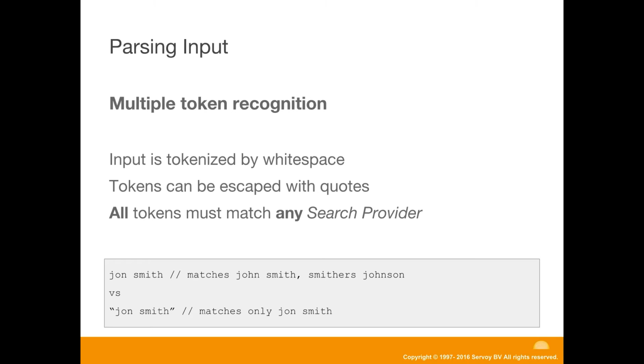And the way it works is that all tokens must match any search provider. So what that really means is that whatever you type in has to be found, but it'll look across everything that you've configured in your mapping. It feels very intuitive, just like an internet search, where if you type in a few words, you expect to find all of those words, but maybe in unexpected locations.